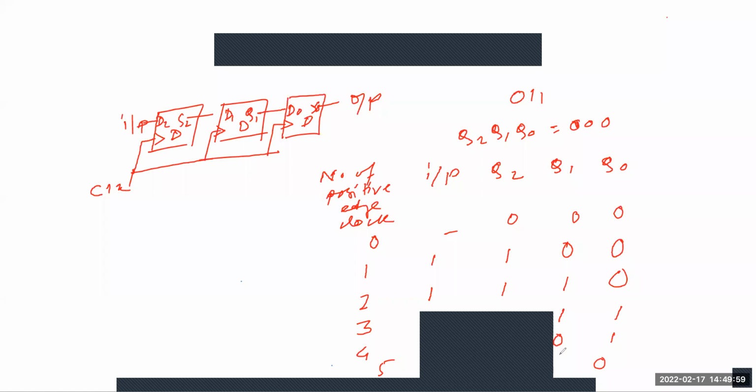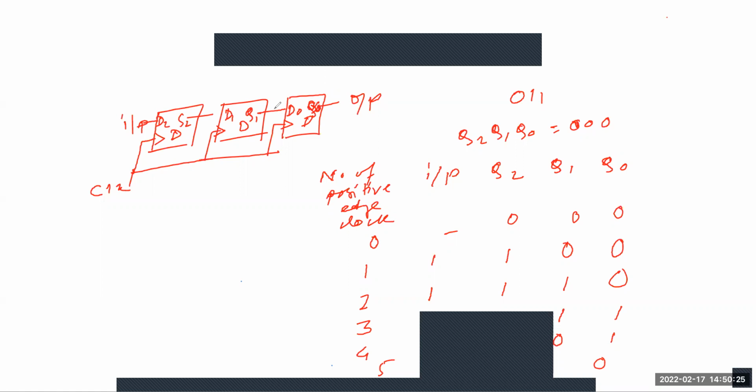So from this table, you can see the initial status of the D flip-flop in the absence of clock signal, that is Q2, Q1, and Q0. It is 0, 0, 0. And here the serial output is coming from the Q0.